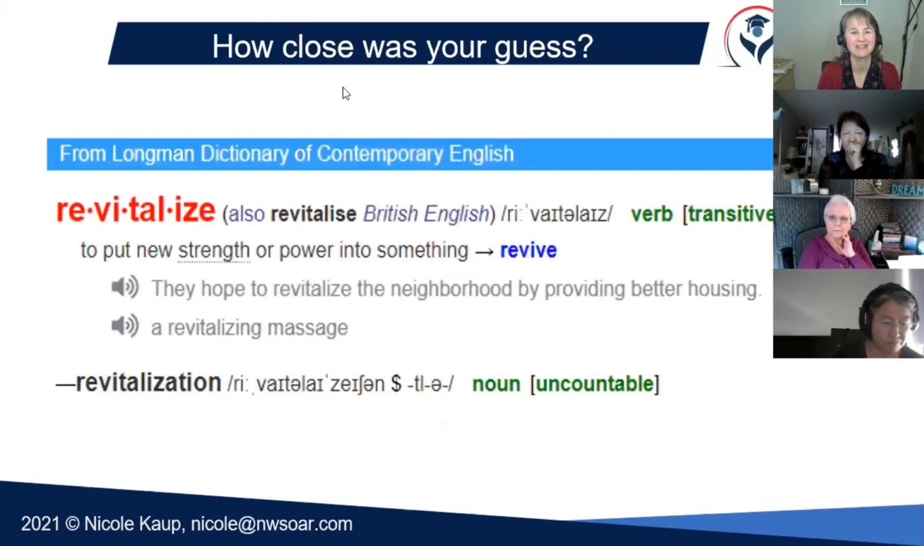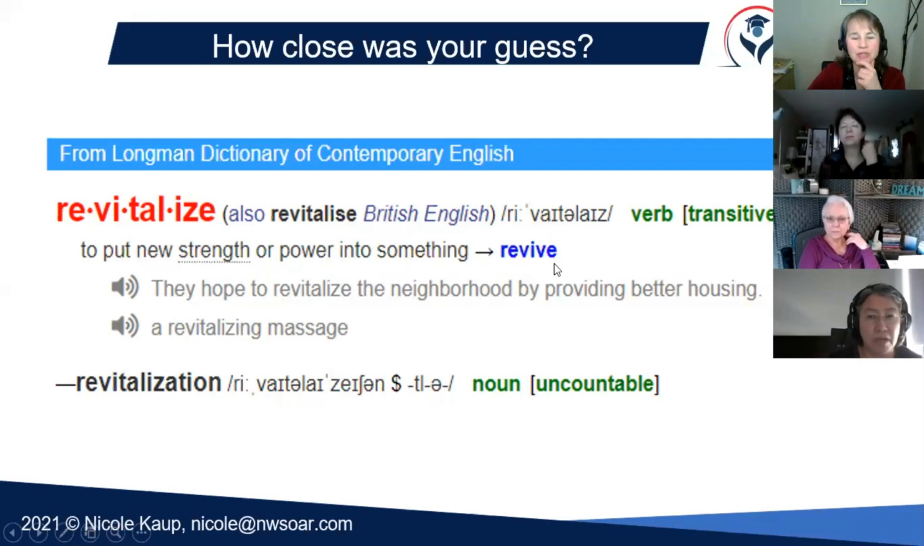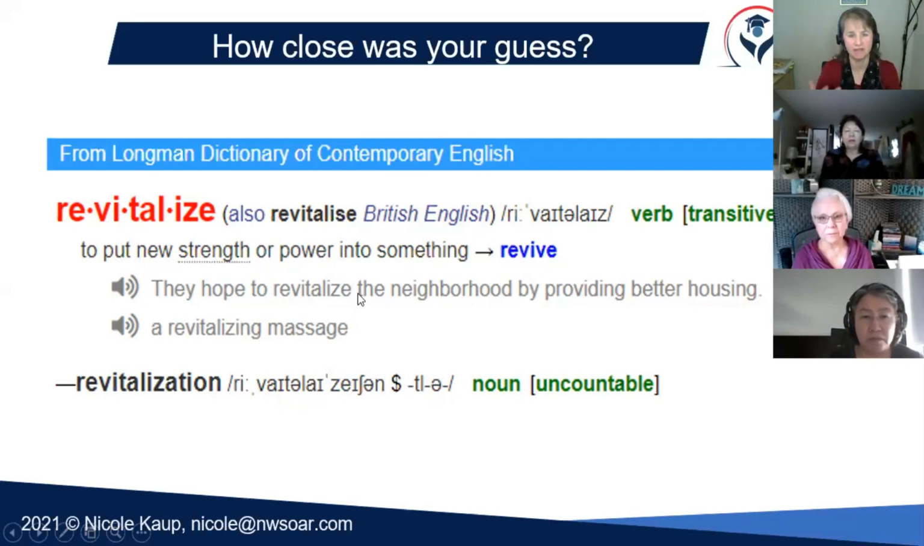Dictionary definition, here we go. Longman English Dictionary gives me this entry for revitalize. Put new strength or power into something. Okay, so we're thinking new strength, but if you actually look at the similar word revive. So we see again alive in there, life. So new strength, new power is kind of making something alive again.